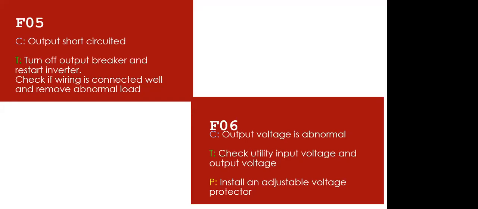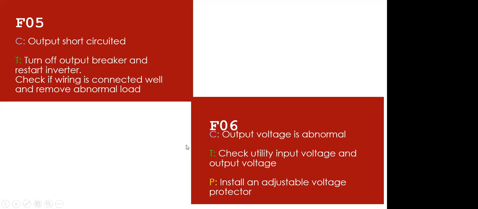The short circuit might come from a simple lamp holder. Maybe we are using a screw bulb. If that particular bulb gets burnt, it may short circuit the live and the neutral together, which may feed back to the inverter. So all that observation we need to take. So that is for the F05.